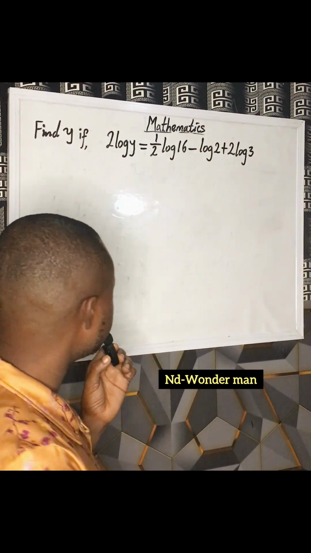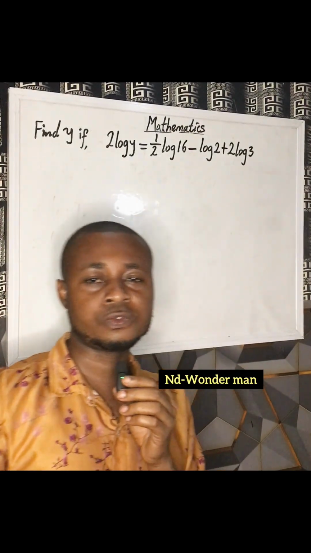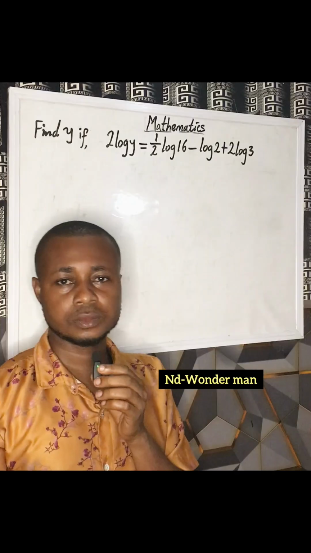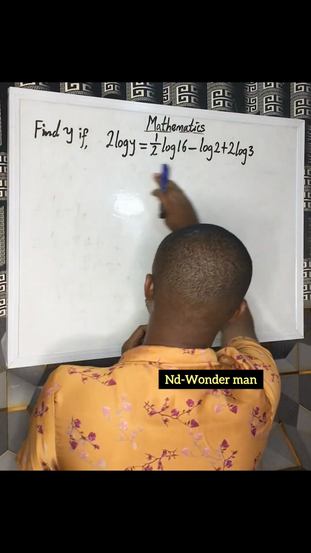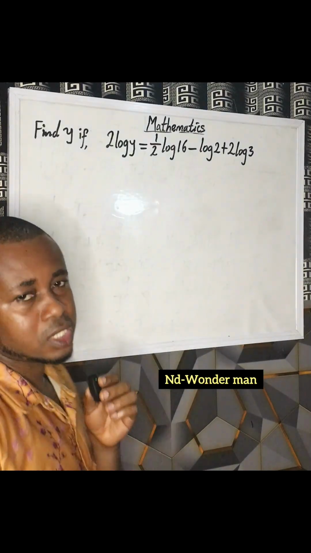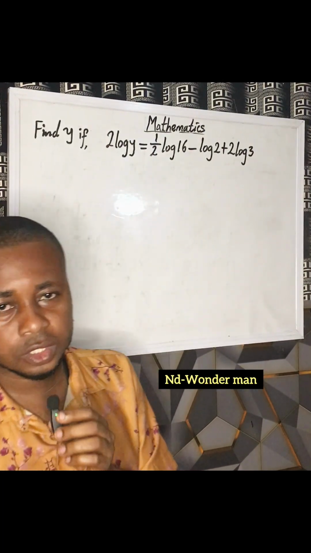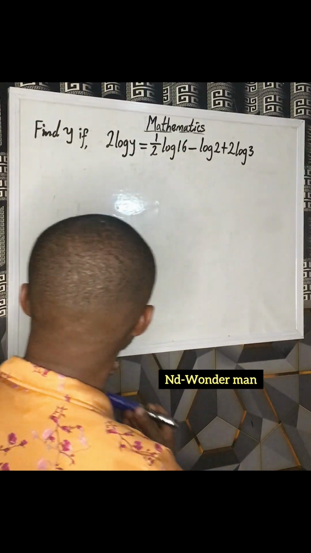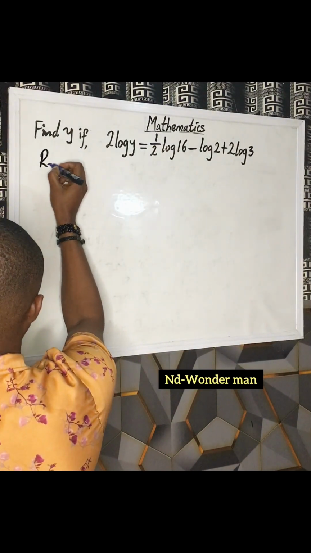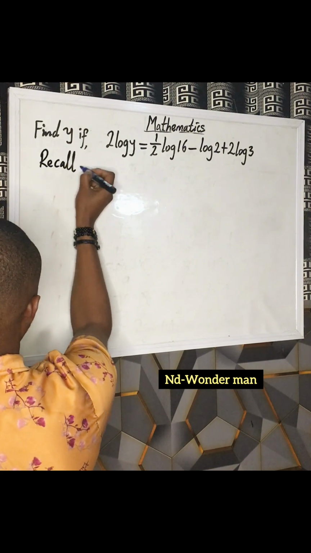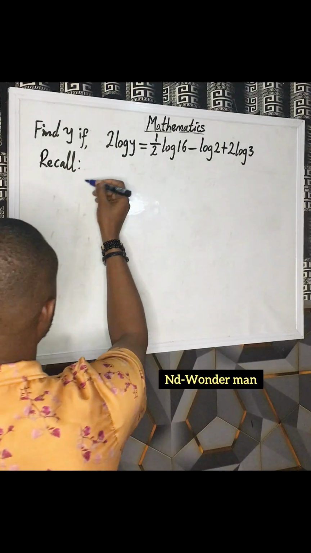At this point, if you look at this, you observe that what I'm having is a kind of logarithmic equation. To solve this, I'll quickly observe the necessary laws, the necessary rules that bind logarithm. So the first thing I need to do is to recall the power rule.